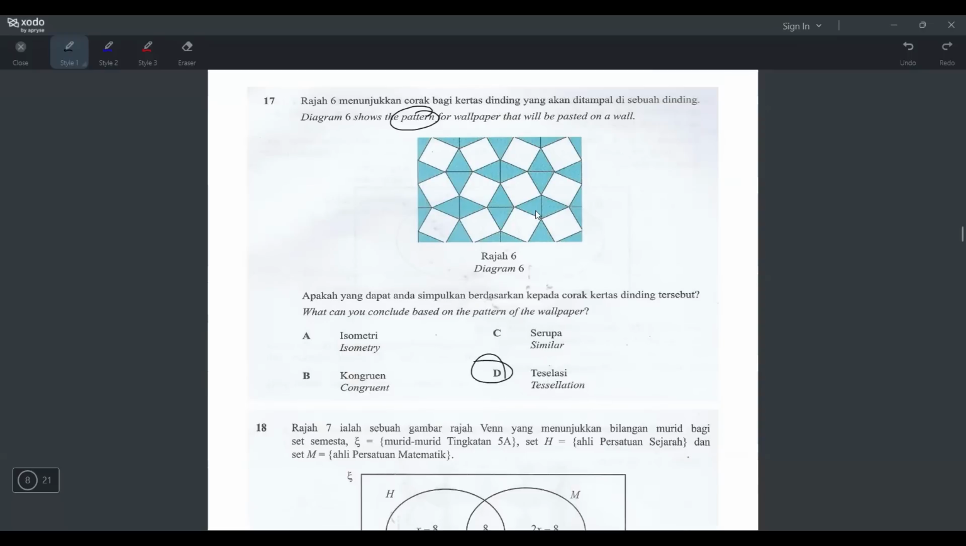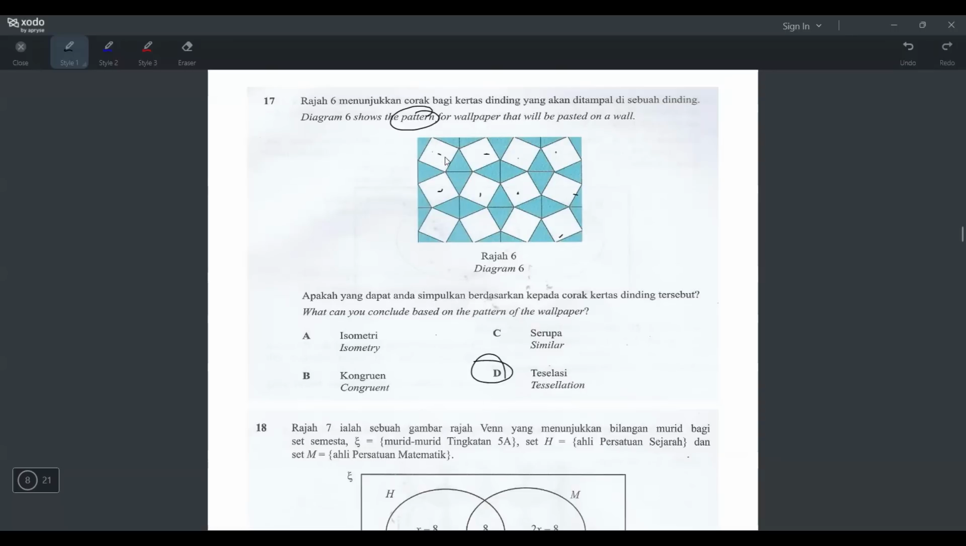So what is tessellation? Tessellation is a pattern of recurring shapes without overlap and no empty space. Recurring means repeating. It means like the same shape repeats banyak kali, but it cannot have any empty space. Tak boleh ada ruang kosong, and that cannot have overlap. Tak boleh ada pertindihan. Tak boleh bertindih. Okay, bertindih means overlap. So D is the answer lah.